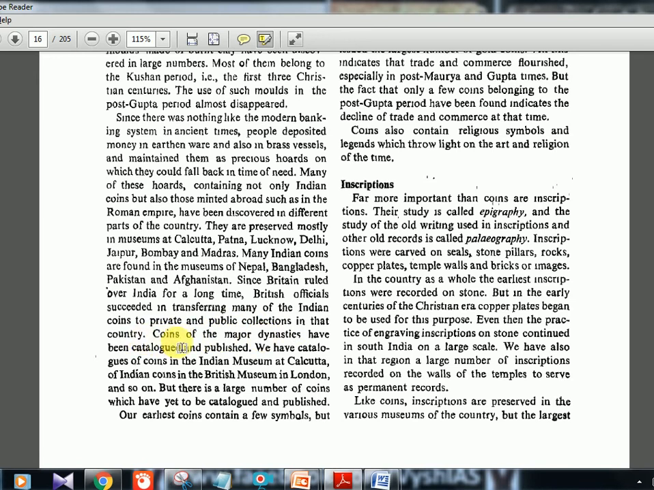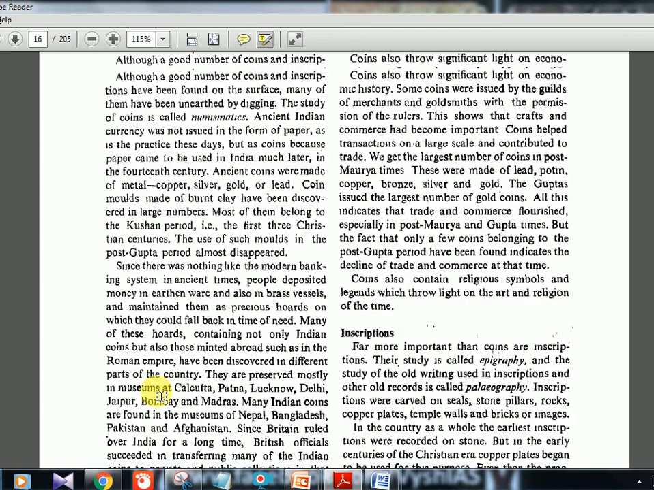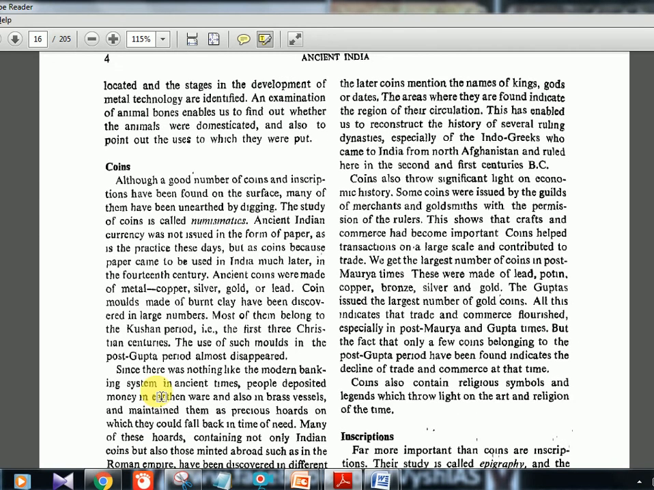Coins of the major dynasties have been catalogued and published. We have catalogues of coins in the Indian Museum of Calcutta. Again, it's telling a lot of museums, we don't need that. Our earliest coins contain a few symbols, but the later coins mention the name of the king. So if you see the first Harappan and all, it will be a lot of symbols. Animal figures or some kind of unidentifiable symbols are also there, which people are still trying to decipher. But later it was the names of kings, gods and all.